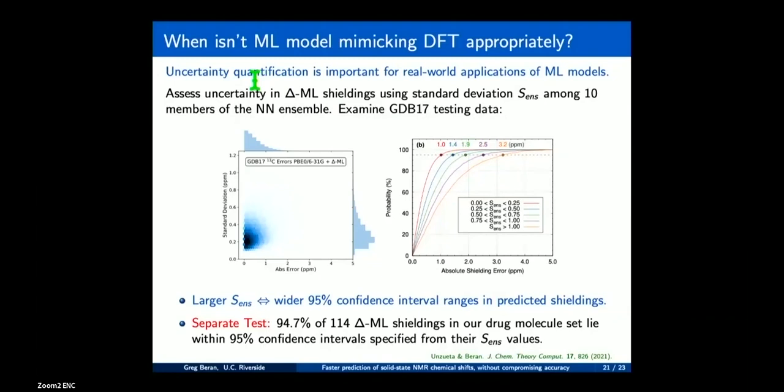And again, we tested it on that drug set, which is independent from what we used to do this analysis. And we found in that case that 94.7 of the 114 carbon-13 shieldings fell within the 95% confidence intervals we found from this data set.